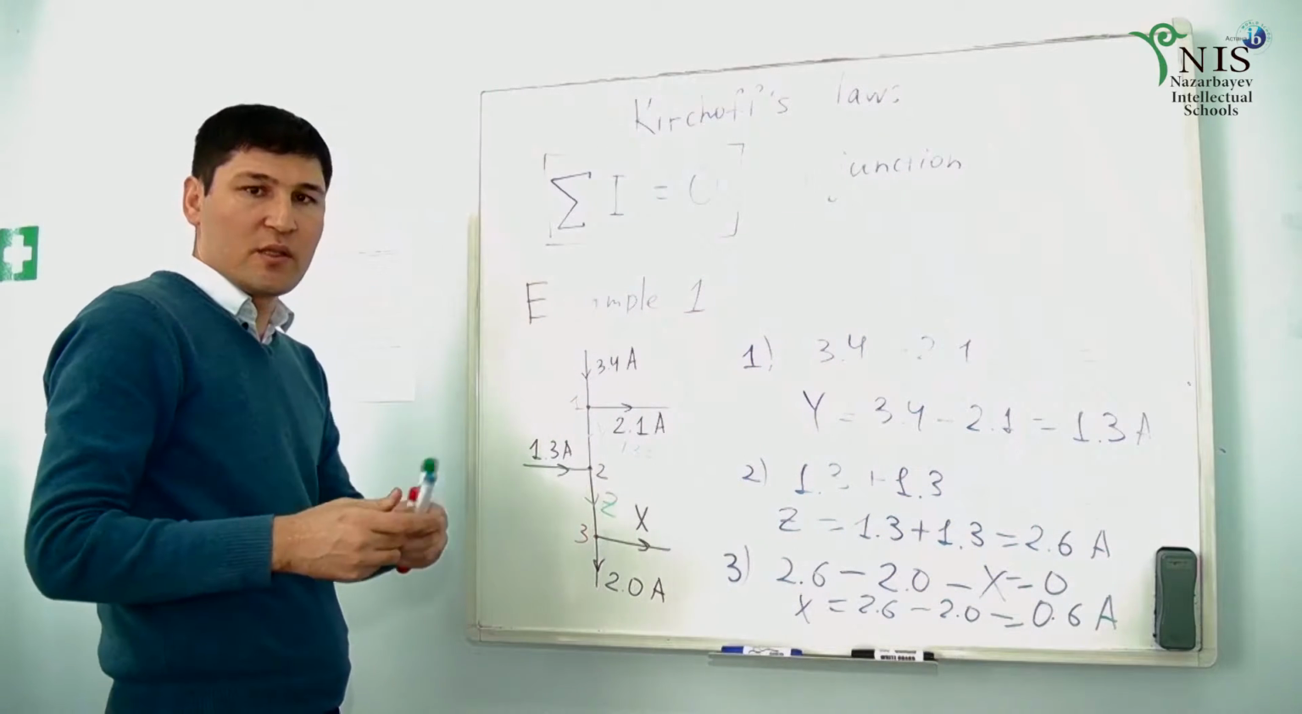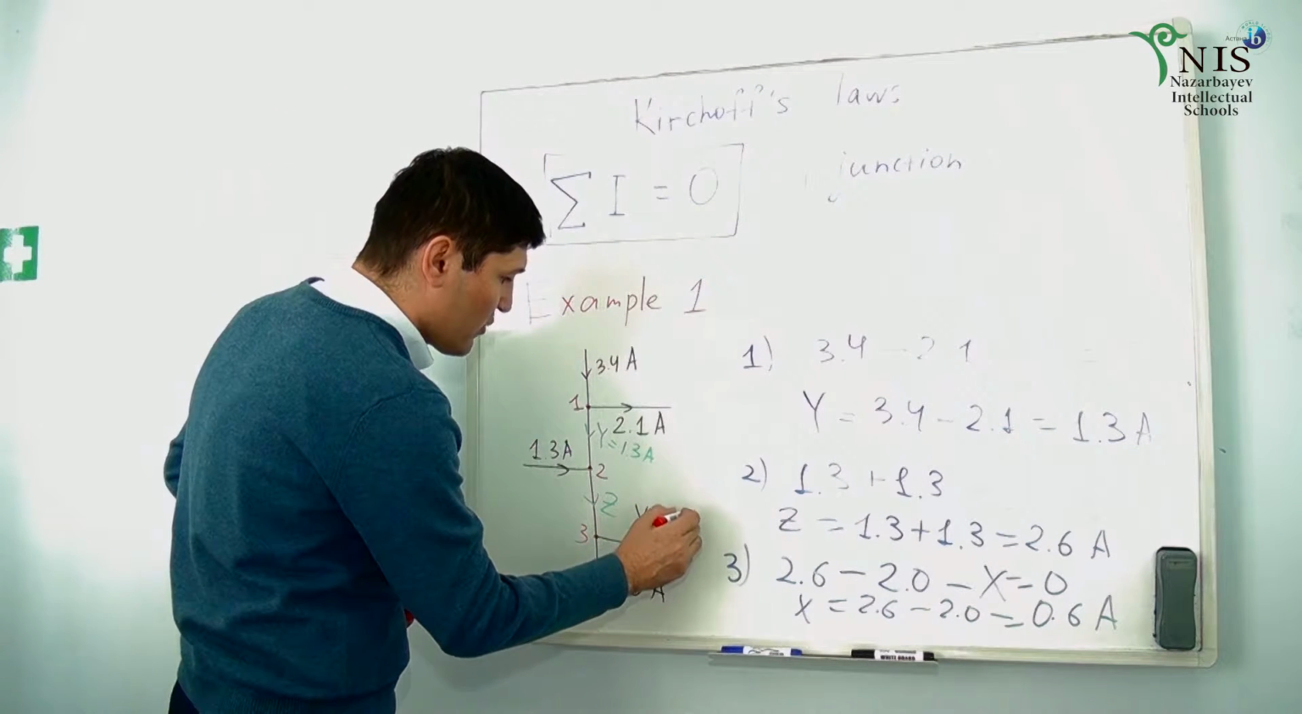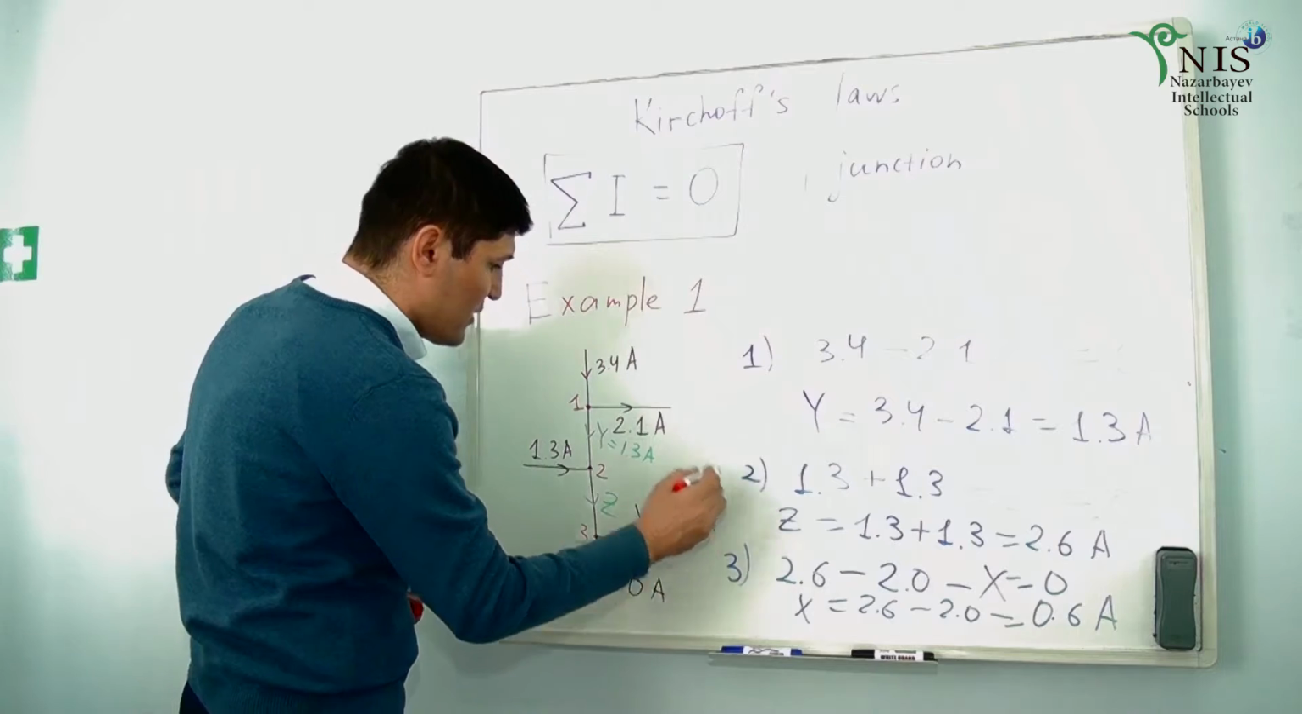So our solution to this problem is X equals 0.6 amperes.